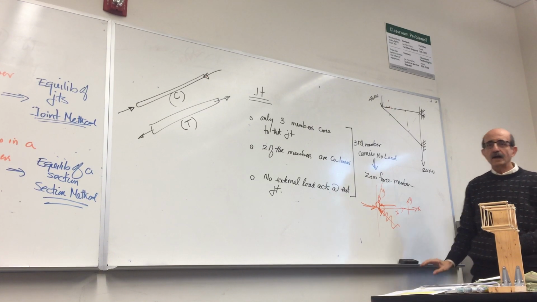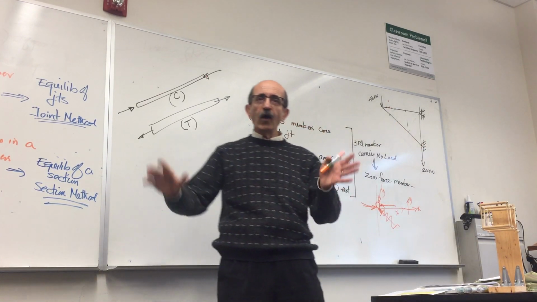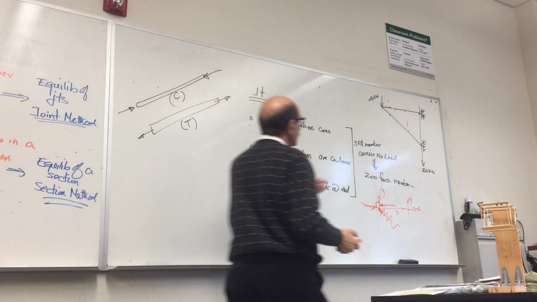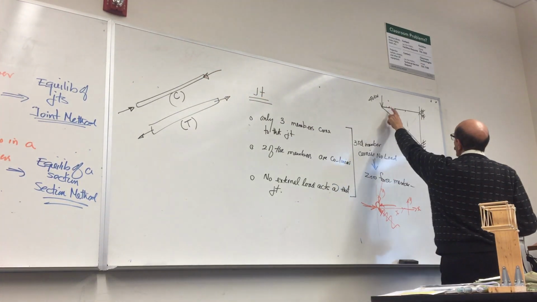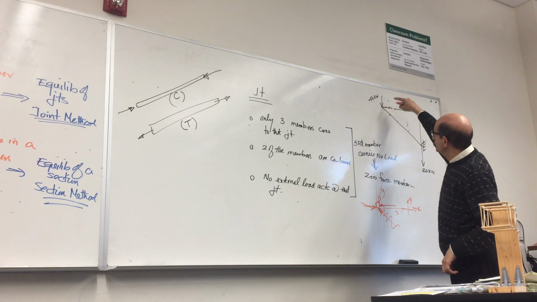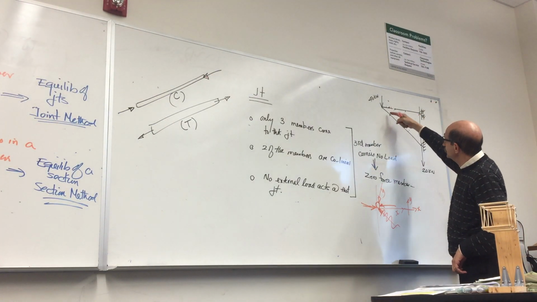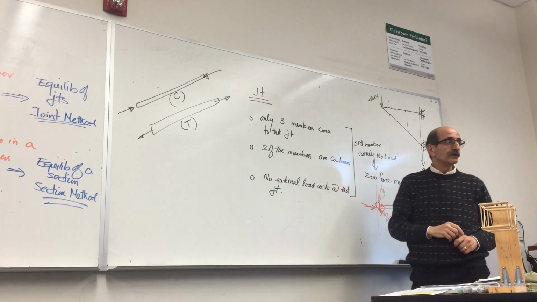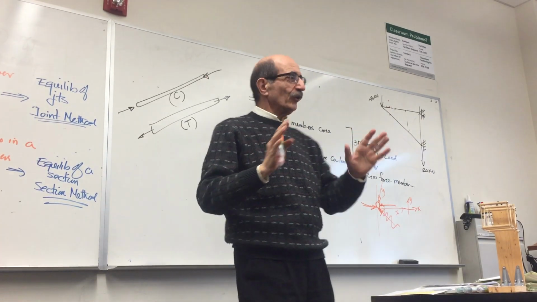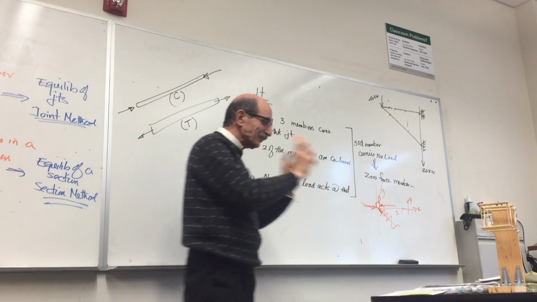So you were asked to find all member forces, and you came down, instead of how many you had? 1, 2, 3, 4, 5, 6, right? 7, 8, 9, 10, 11, 12, 13, 14. Instead of, oops. 14, no, let me tell you what happened.